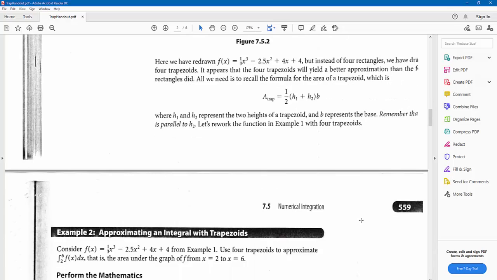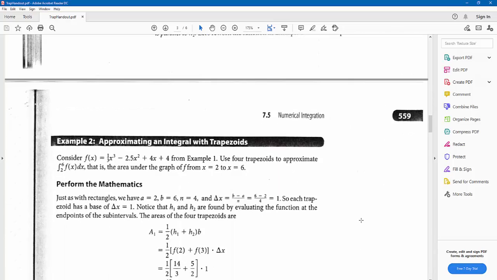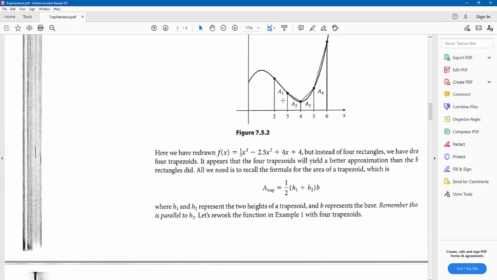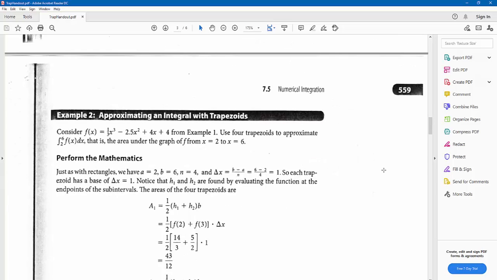And let's see. Now, this first example is we're looking at that same function, and now we're going to use 4 trapezoids to approximate the area. So we're going to actually go through the process of finding the area of each one of these trapezoids, add it all together, and use that as our approximation.